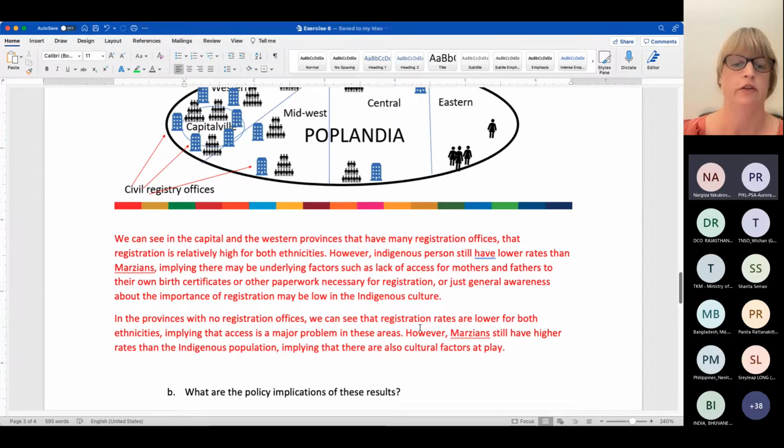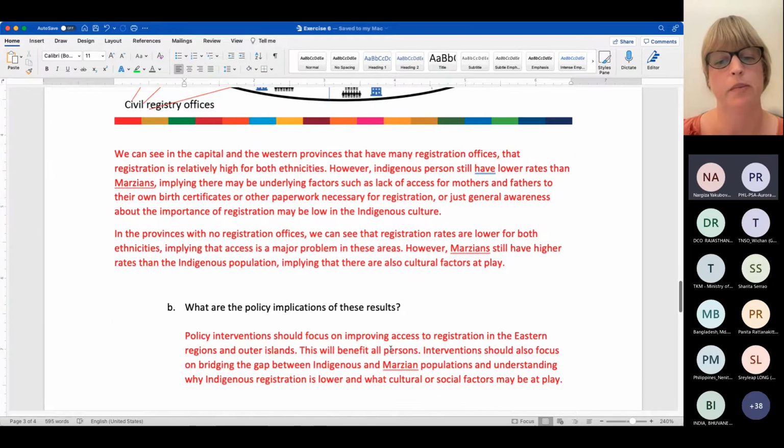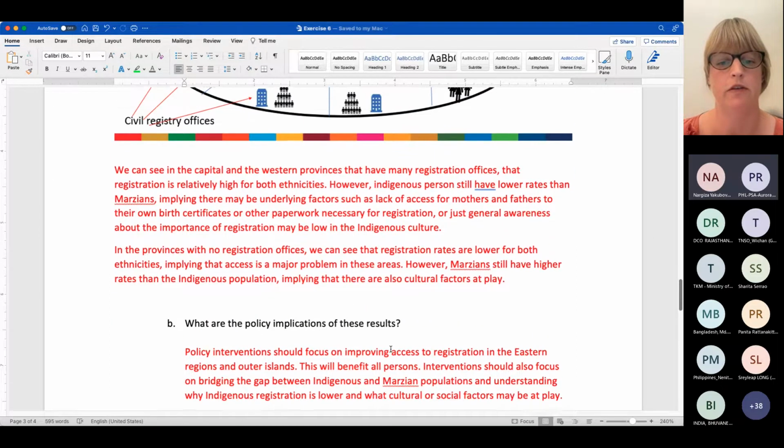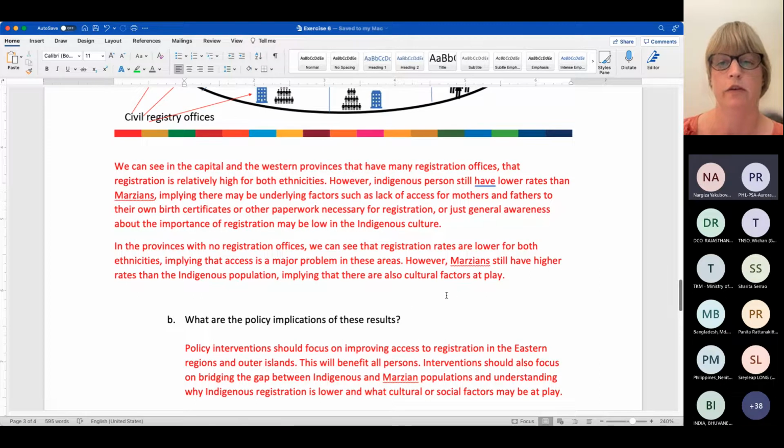So I think we'll just do one last question. Actually, we kind of talked about that already, so maybe we'll skip this, but what are the policy implications? Again, the intervention would focus on building registration offices for access, but it would also focus on how to bridge the gap between the two ethnicities, how to bring the Indigenous completeness of registration up to a similar level as the Marzians.